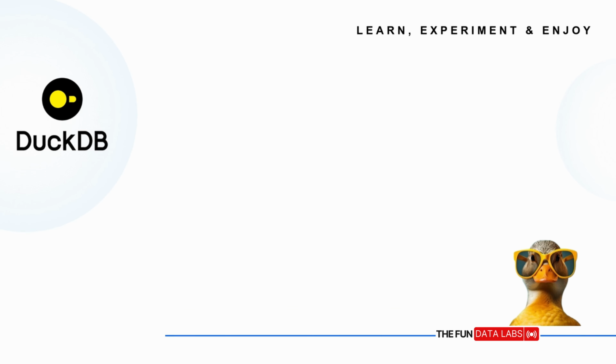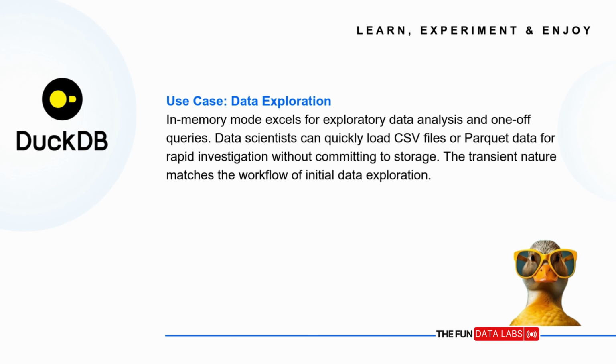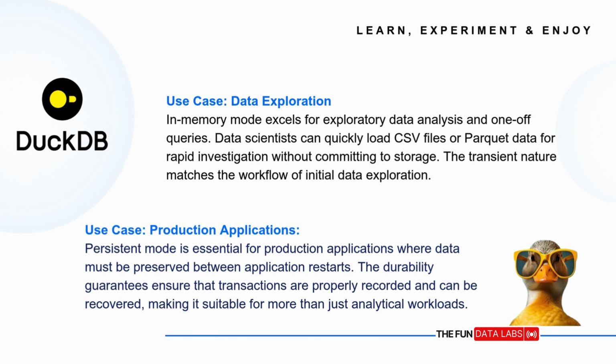The differences between these modes make them suitable for different use cases. In-memory databases excel at data exploration and one-off analysis tasks. If you're a data scientist quickly loading a CSV file or Parquet dataset for investigation, the in-memory mode gives you the speed you need without the overhead of managing disk storage. The transient nature of in-memory databases actually matches the workflow of initial data exploration, where you're trying different approaches and don't necessarily need to save every intermediate result.